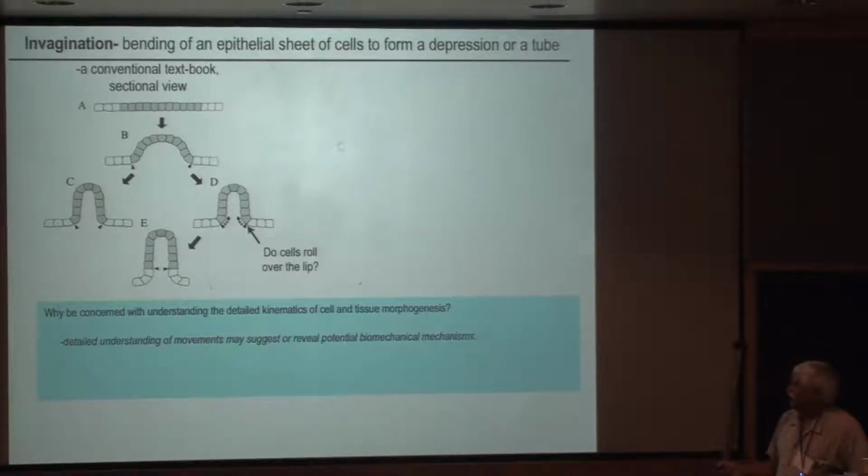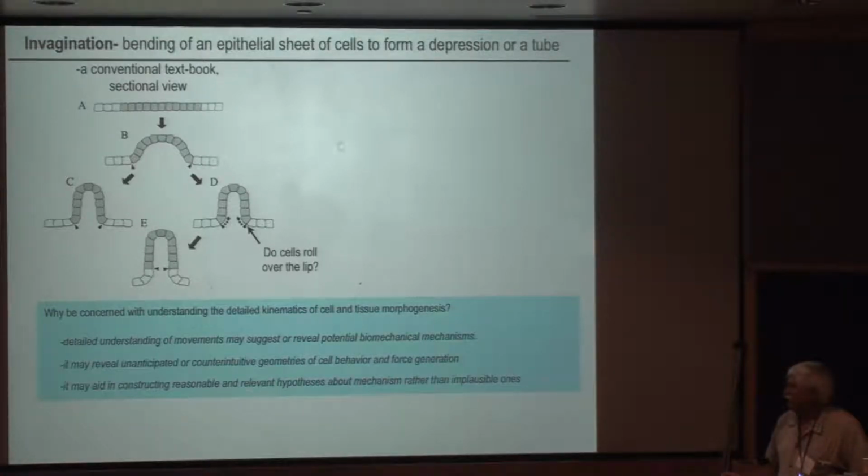A detailed understanding of the movements tends to suggest or reveal potential mechanisms. And it's very hard to test mechanisms in developmental biology. So you want one to test that's real, that has a possibility of working. And so finding out what is moving, the description, is a big part of it. And very often, if you know how things move, it reveals unanticipated or counterintuitive geometries of cell behavior, possibilities for cell behavior and force generation. What I'm after out of these sorts of things is relevant hypotheses.